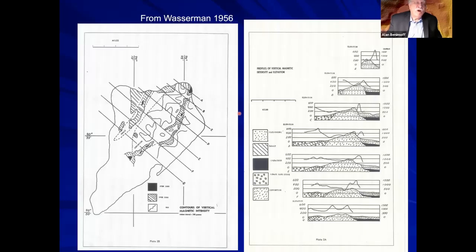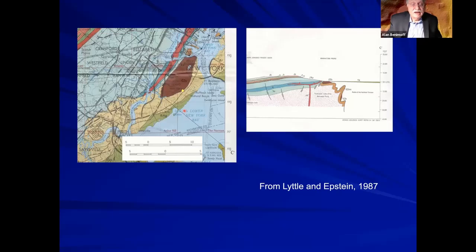And then a fellow named Wasserman did an MS type of work on this in 1956. He did a magnetic survey of the serpentinite, and here's what he found out. It looks kind of interesting. It looks like linear types of trends here. And then the 1987 USGS map from Little and Epstein shows this, and here's the map, and here's the respective cross section of it.